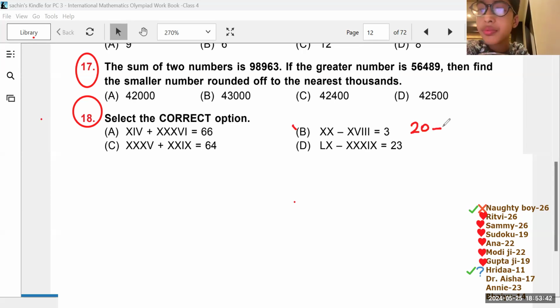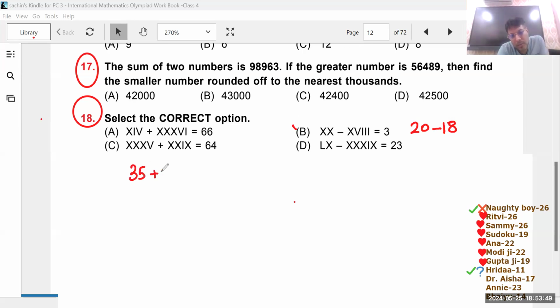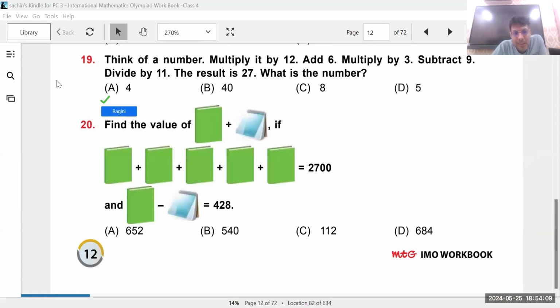This is 20 minus 18. What should be my answer? You tell me. The answer should be C. 35 plus 29 is equal to 64. All right. So, Rida, you don't have to send the answer? Rida? Beta, why are we so slow, beta? All right, do this question 19th and 20th.